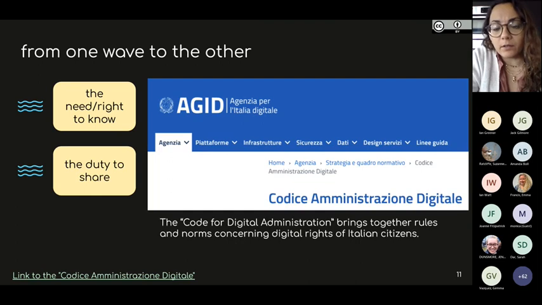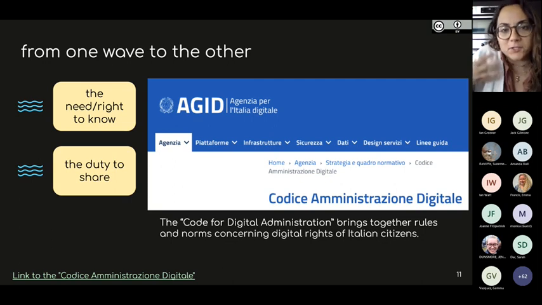And this can be seen, at least in terms of the Italian landscape, in many codes and guidelines that are collected. I've selected one here that's called Codice di Amministrazione Digitale. This is a code for digital administration that very simply puts together a set of rules and norms concerning the digital rights of Italian citizens. So this code says that indeed the public administration has the duty to share and so it should behave in a certain way.